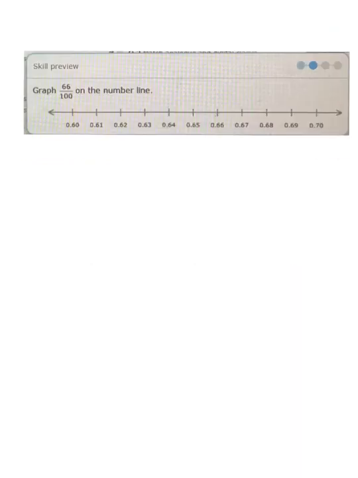Now they're asking us to do the same thing, but with a fraction. Graph 66 hundredths on the number line. Miss Cooper, this is a fraction and these are decimals. Take a breath and listen to how I just said it out loud. 66 hundredths. Hey, isn't that 0 and 66 hundredths? Yes. Noticing the connection between the language makes the connection between fractions and decimals so much easier to see.